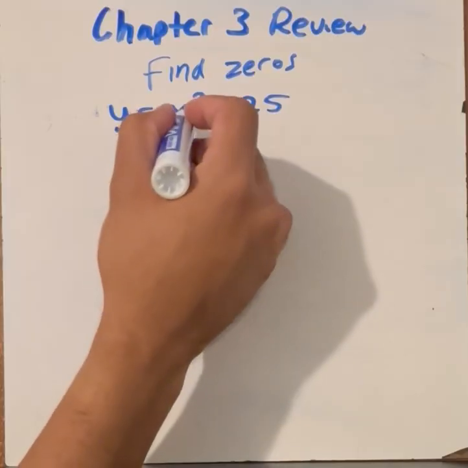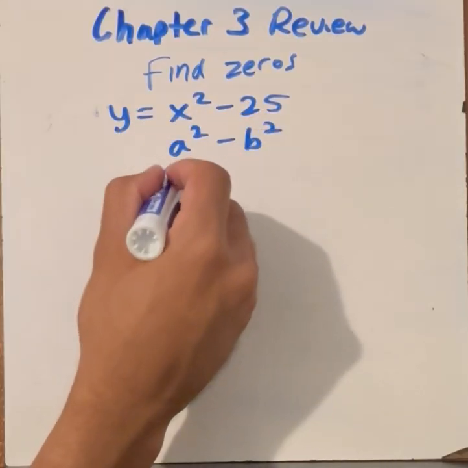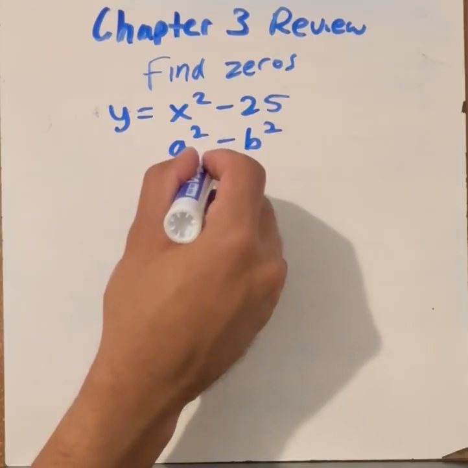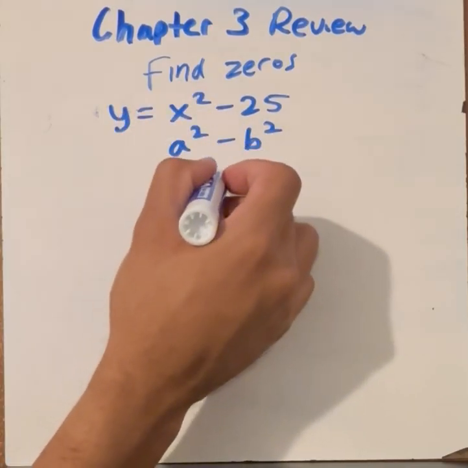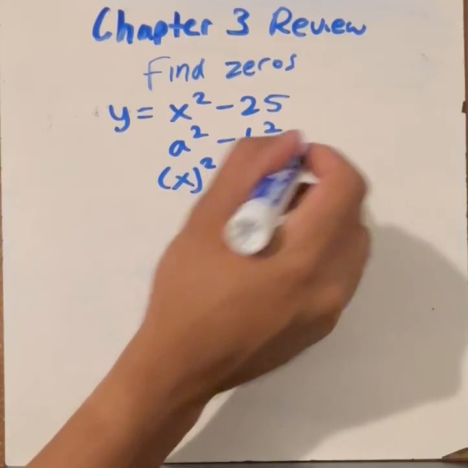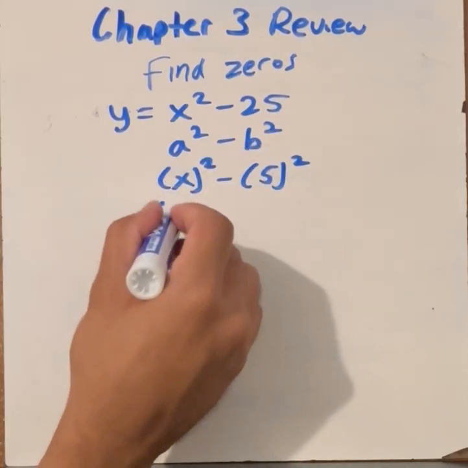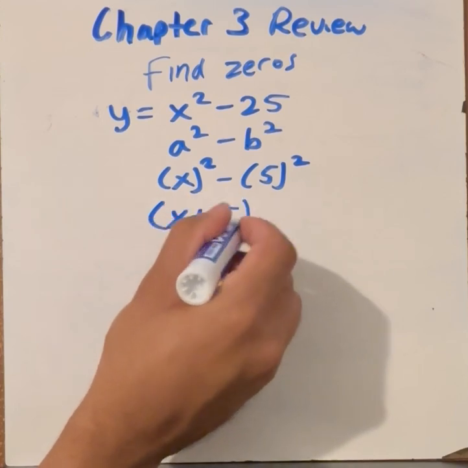Okay, we can say that this is a squared minus b squared, which we know we have to set up as a, which is x. The square root of x squared is x. Put the 2 on the outside as the exponent. The square root of 25 is 5. Put a squared on the outside as the exponent. So this is a squared minus b squared, which we can then put into x plus 5, x minus 5.